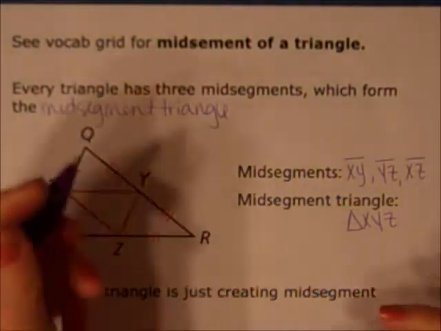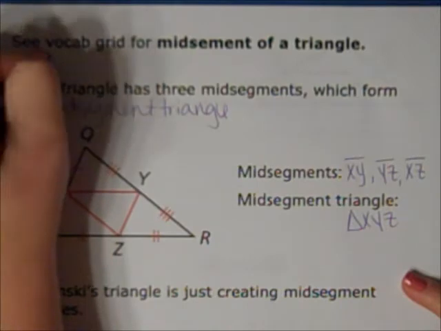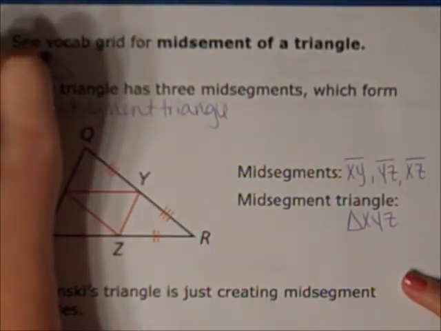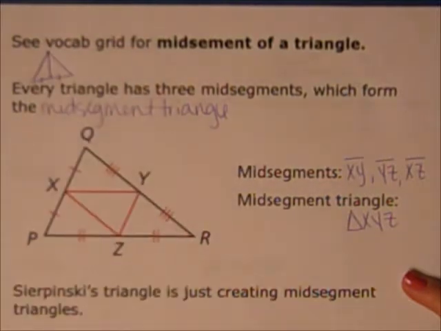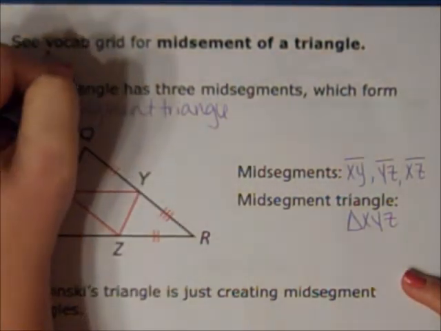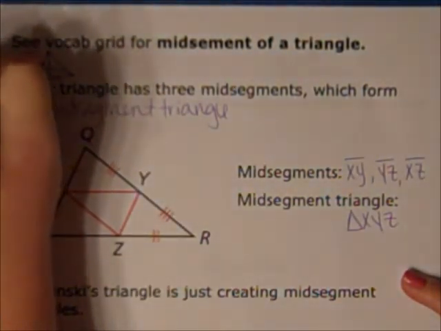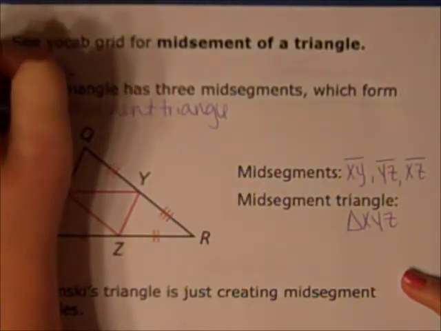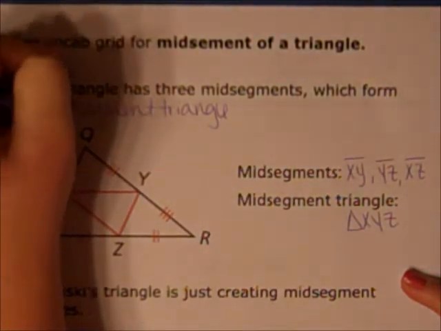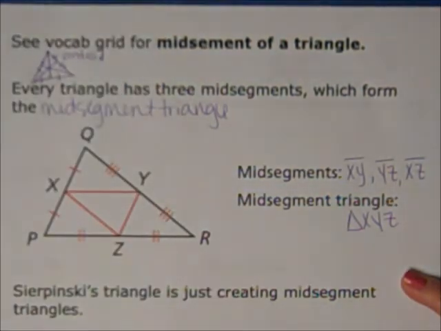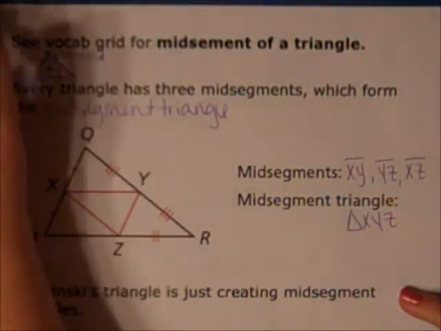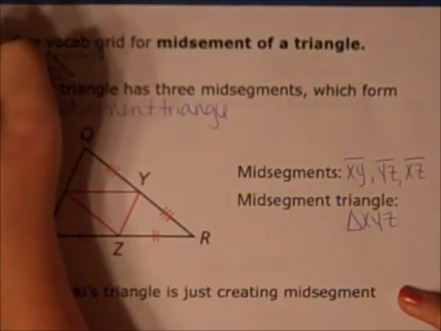Remember yesterday we talked about a median, and a median is a segment that goes from one vertex to the midpoint of the other side. And when you have three medians that intersect, they intersect in that centroid, and we got that centroid theorem, that 2/3, 1/3. So this centroid is made up of medians.